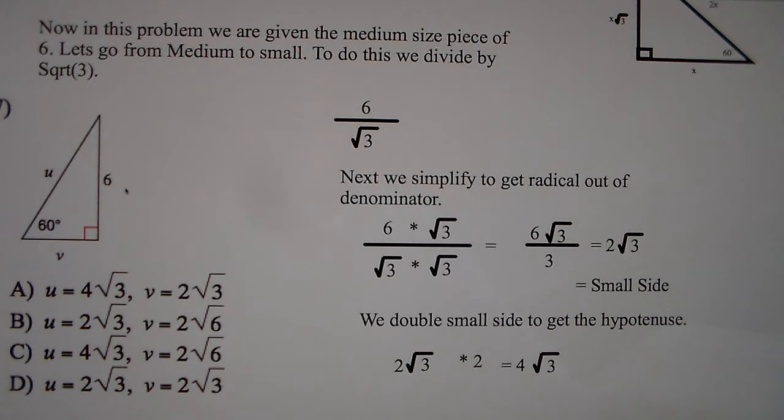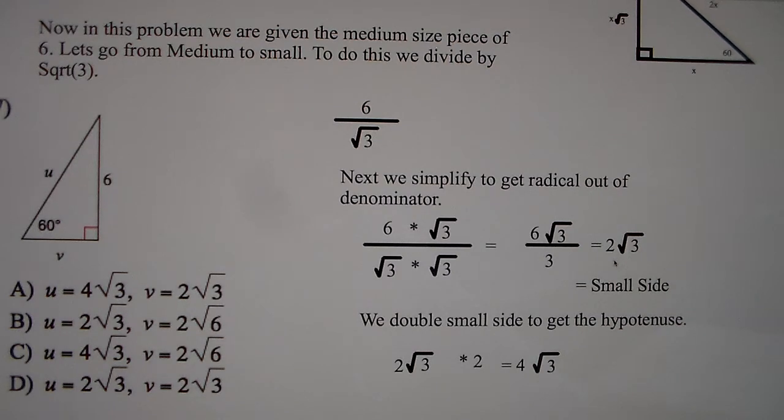So to go from the medium to the small, we have to divide by radical 3. So 6 divided by radical 3, well, we know we can't have a square root 3 in the denominator. So we got to multiply both the top and the bottom by radical 3. So top is 6 radical 3, and radical 3 times radical 3 is just 3. So you have 6 radical 3 divided by 3, and 6 divided by 3 is 2. So you have 2 radical 3, and that's going to be our small side.